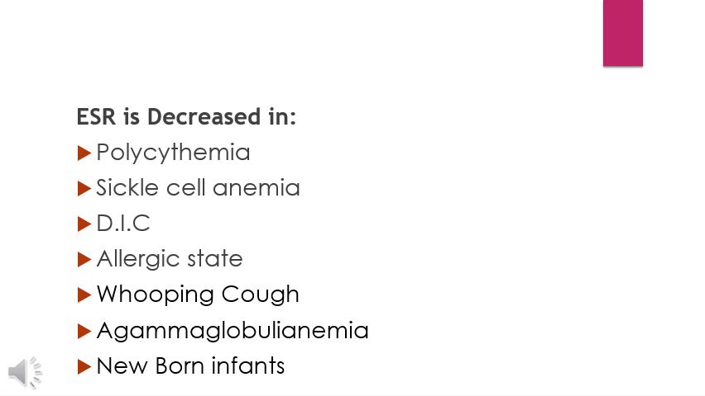Similarly, the conditions in which ESR is decreased are polycythemia and sickle cell anemia. In sickle cell anemia, the shapes of RBCs are disturbed. They become sickle-like. Because of that, the RBCs cannot settle down properly, and the rate is decreased. DIC is disseminated intravascular coagulation. Many allergic states, whooping cough, agammaglobulinemia, newborn infants. In all of these conditions, the plasma protein content changes, and because of that the ESR can be decreased.